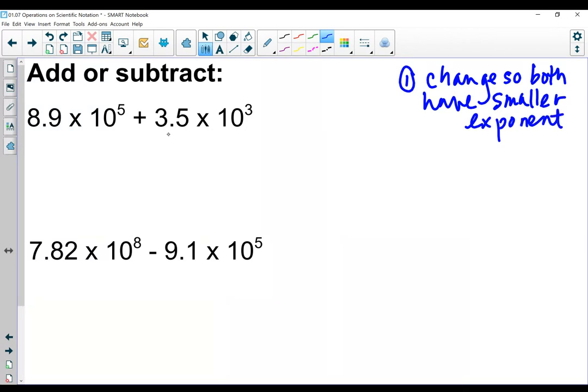So I'm going to leave 3.5 times 10 to the third the way it is because it has a smaller exponent. And I'm going to change this one to 10 to the third. So how in the world am I going to change that? Well, if I have 10 to the fifth and I need to change it to 10 to the third, I'm going to have to lose 2 of those factors of 10.